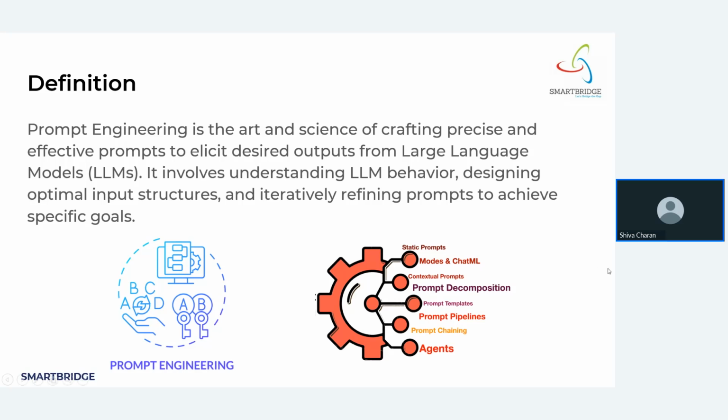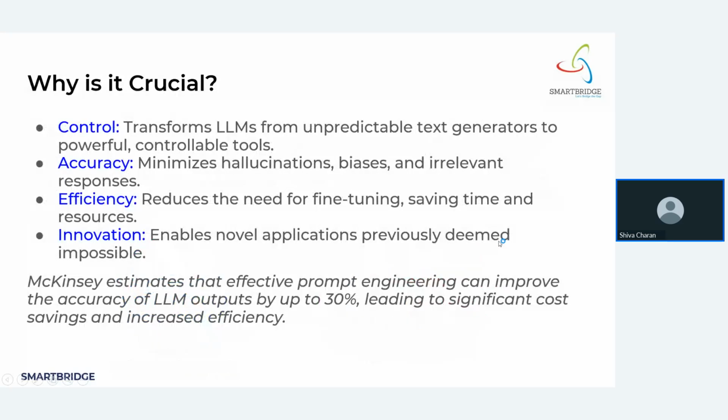Okay, fine, so we'll just move forward. Here you can also see static prompts, contextual prompts, prompt templates, prompt chaining, prompt pipelines, agents, all these things we'll discuss. Static prompts you already know, correct? So what is crucial over here? Control, accuracy, efficiency, innovation. So what will all these four factors do exactly? We'll just go through one of the factors.